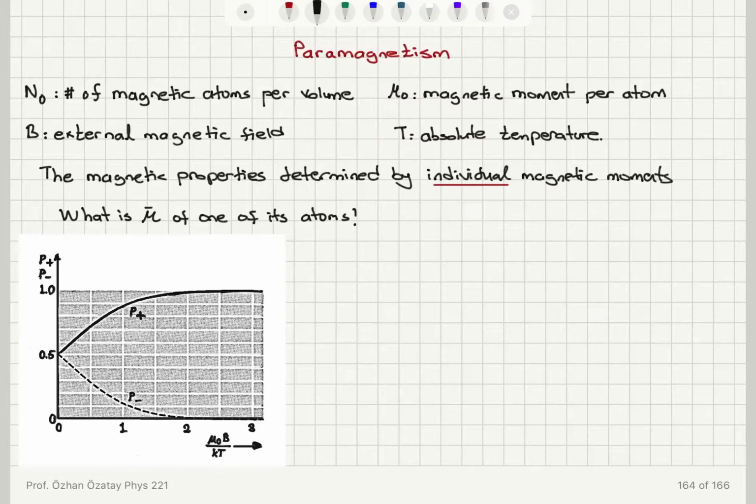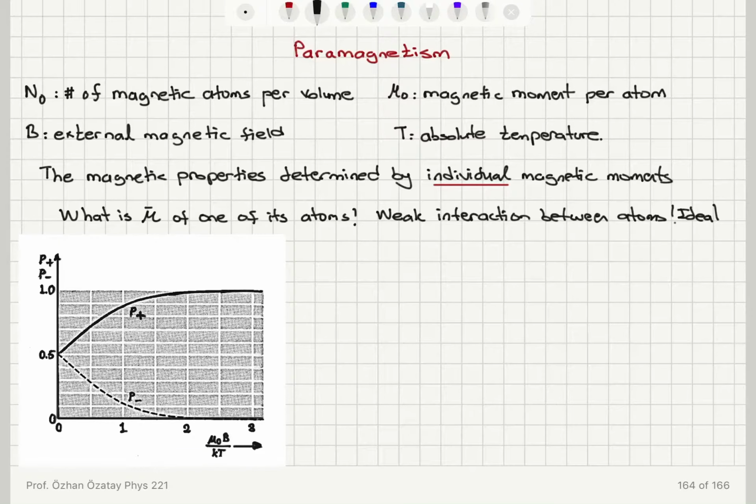And basically we're assuming an ideal spin system here. The separation between the atoms is large enough to have weak interaction between neighboring atoms. So we have, in the limit of weak interaction between atoms, an ideal situation, an ideal spin system.